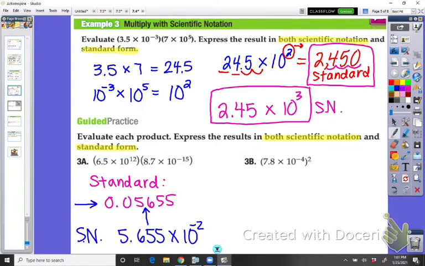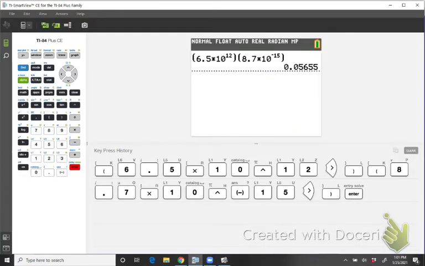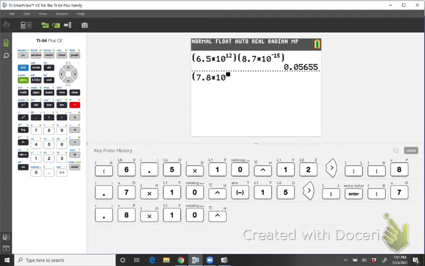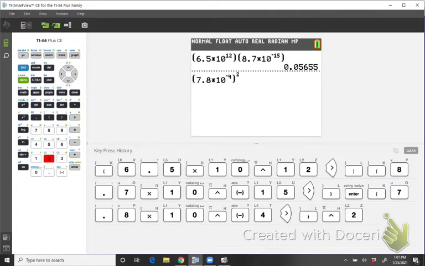Likewise, let me type in 3b to the calculator. So 7.8 times 10 to the negative 4th, that is being squared. So type it exactly how you see it, and you get this. Now, if you see something with an E, that just means the exponent on the power of 10 is a negative 7.